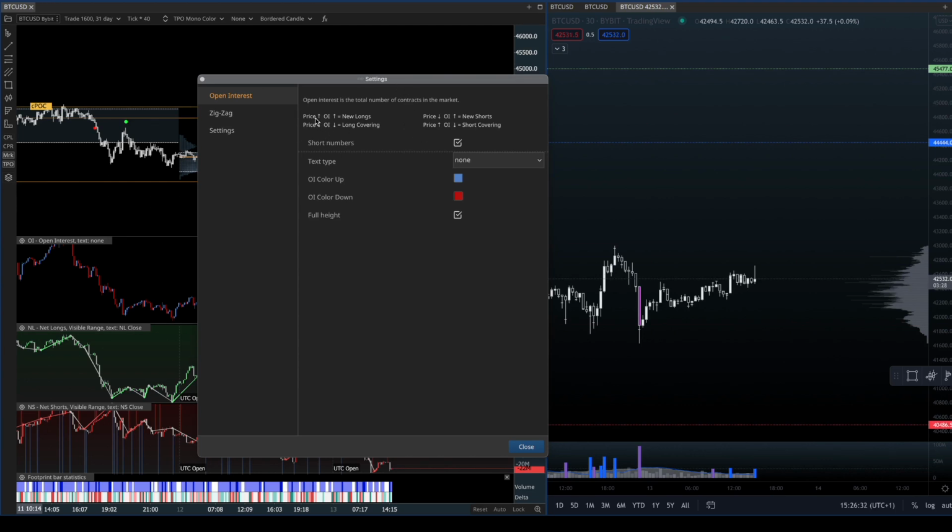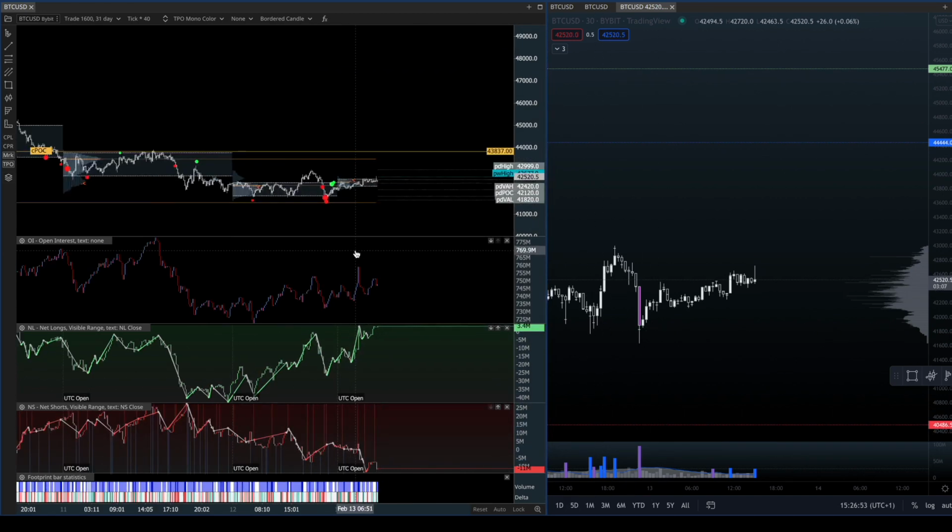You can read it here. Price up, open interest up is new longs. Price down, open interest down is long covering. Price down, open interest up is new shorts, and price up, open interest down is short covering. It's basically showing you how many contracts are getting opened and closed for the instrument.